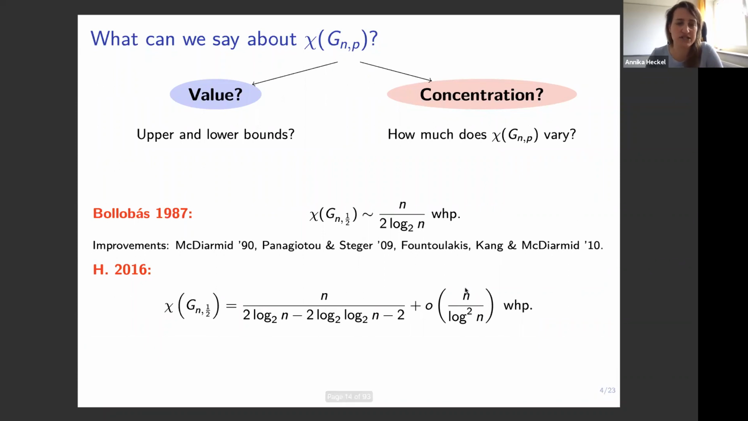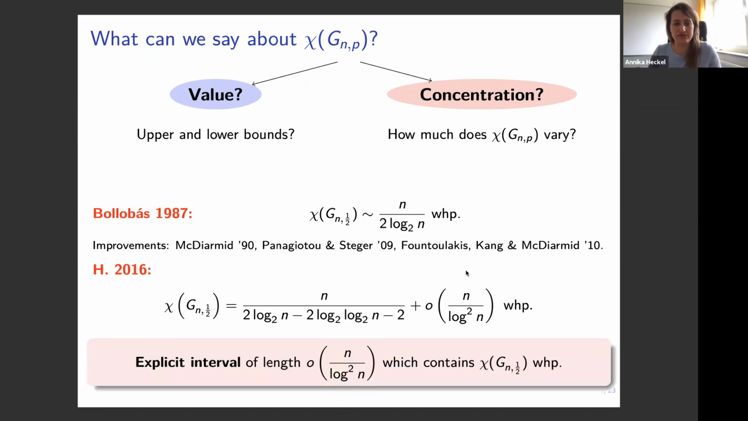Now, how about concentration? Of course, this result is already a concentration type result. So we've specified an explicit interval of length little o of n over (log n) squared, which contains the chromatic number. So this already tells us that the chromatic number is spread out over at most n over (log n) squared consecutive values. But it turns out that if we don't have to specify the interval, we can do a lot better than this.